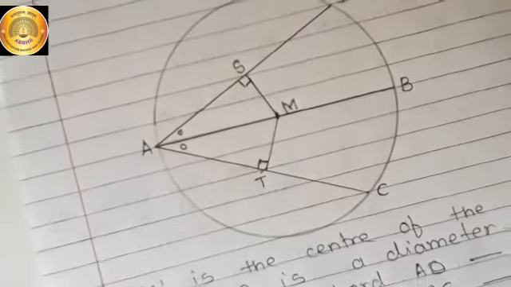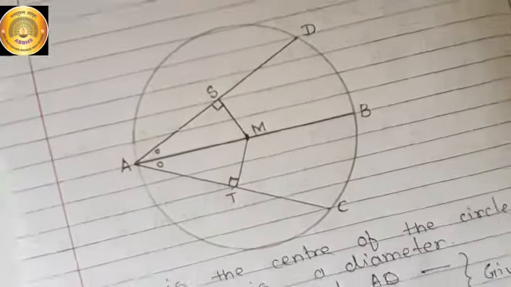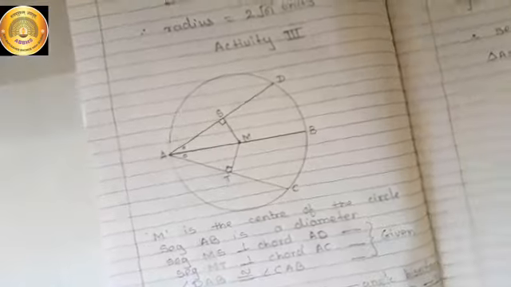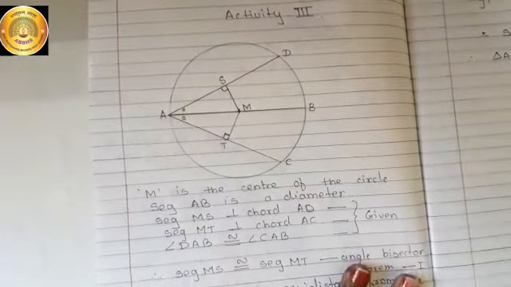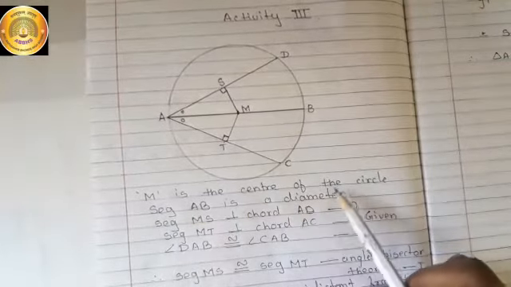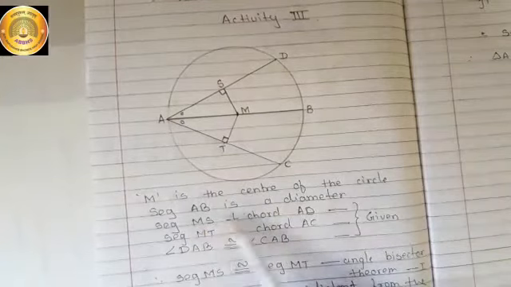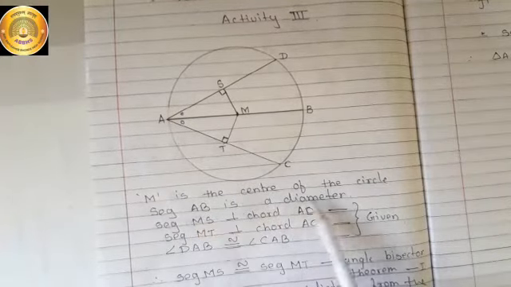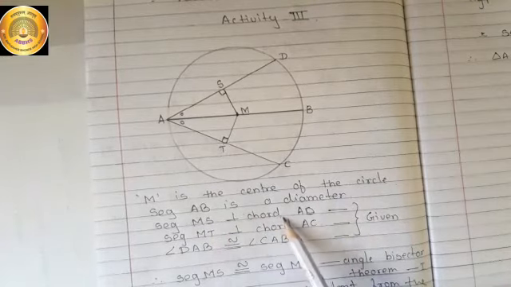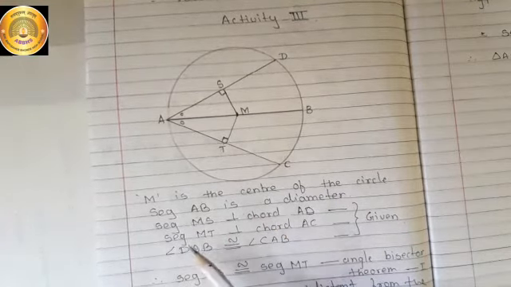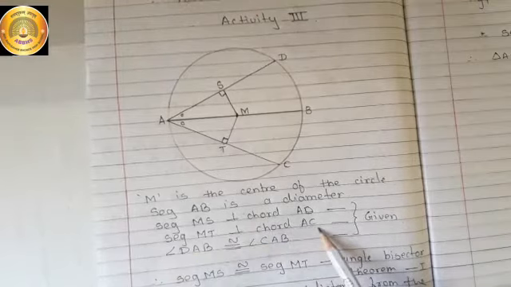Now we have to write first always a description of the figure. So here I am writing the description. Yes, I have written already. First is M is the center of the circle. And what is given? Seg AB is a chord. AB is a diameter. Seg MS perpendicular to chord AD. Seg MT perpendicular to chord AC.